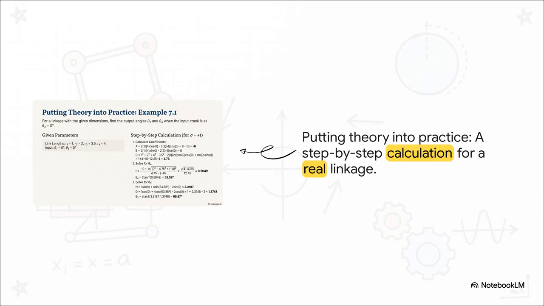Okay, let's make this real. Let's plug in some numbers and see it work. Using the dimensions from our very first slide and an input angle of 0 degrees, we can just walk through the calculation. First, we find our coefficients, a, b, and c. Then we solve for t and get our output angle for theta 4, which comes out to about 53.6 degrees. And finally, we plug that result back in to find theta 3, which is about 66.9 degrees. See? The math checks out perfectly.